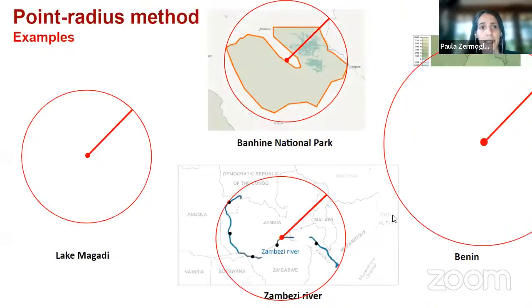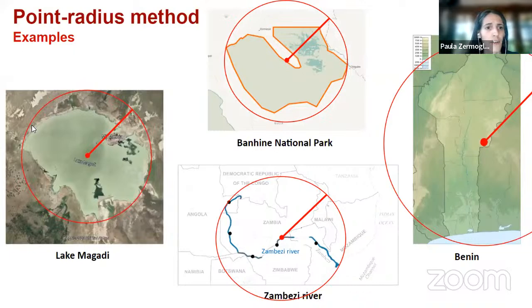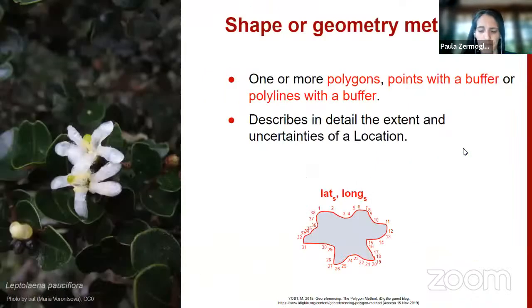Using the same examples that we were looking at before, the point radius method applied to this lake will give us a pair of coordinates and a radius that includes all the uncertainties. The same for a national park, for a river, for a whole country. We could also apply the point radius method.